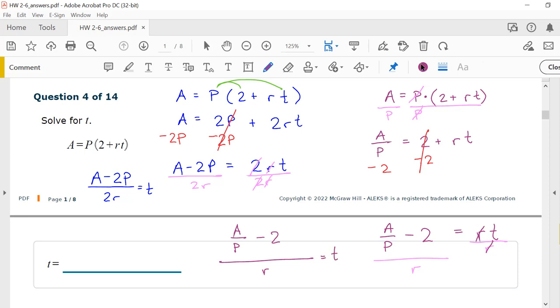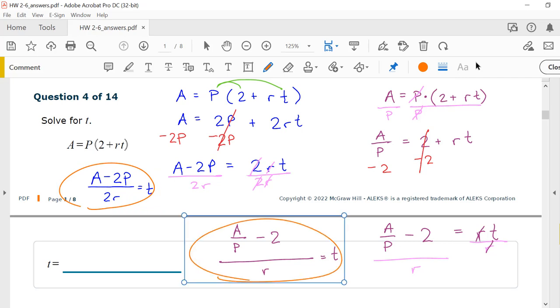Now, these two equations are equivalent. They are the same. A minus 2p all over 2r, or a over p minus 2 all over r. Both of those answers are correct. It depends on if you distributed the p first, like here in the green, or if you divided both sides by p first.